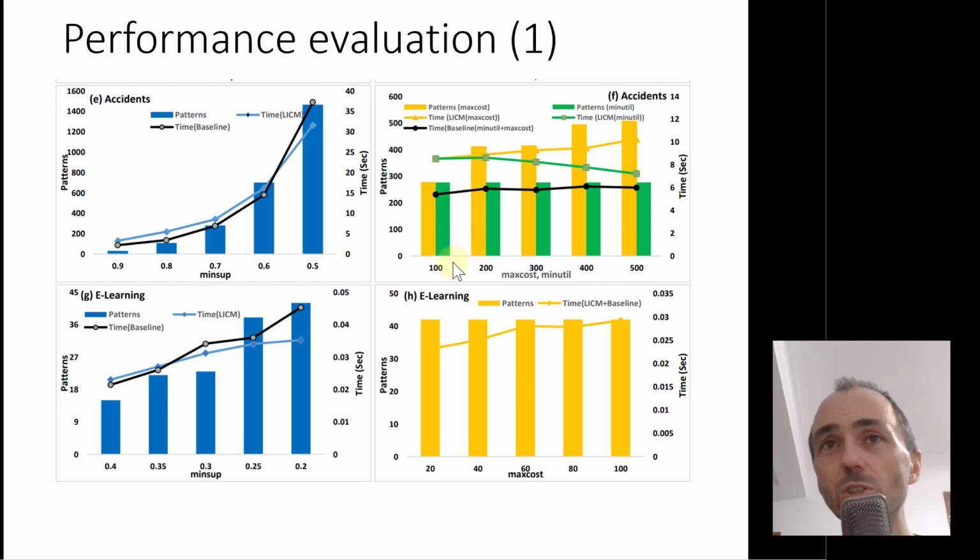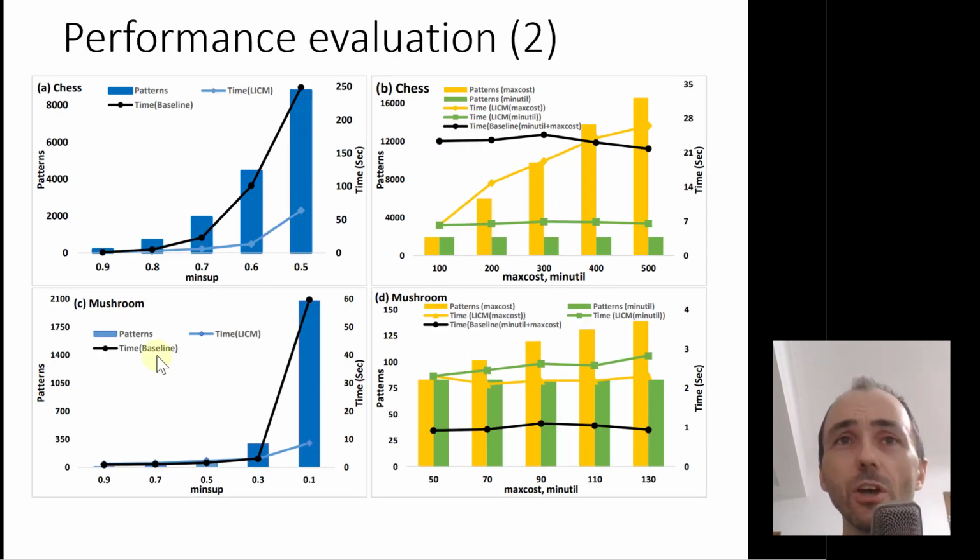And some other observations about the cost and utility: we find the utility does not change a lot because we don't use it for pruning. So it has not much influence on the time and so on. But for the cost, it can have some influence in general. Okay. So we have the results for all the databases, and in some databases we see the baseline is faster than LCIM, or LCIM sometimes is faster than the baseline. So it really depends on the database. The optimization can help or not.